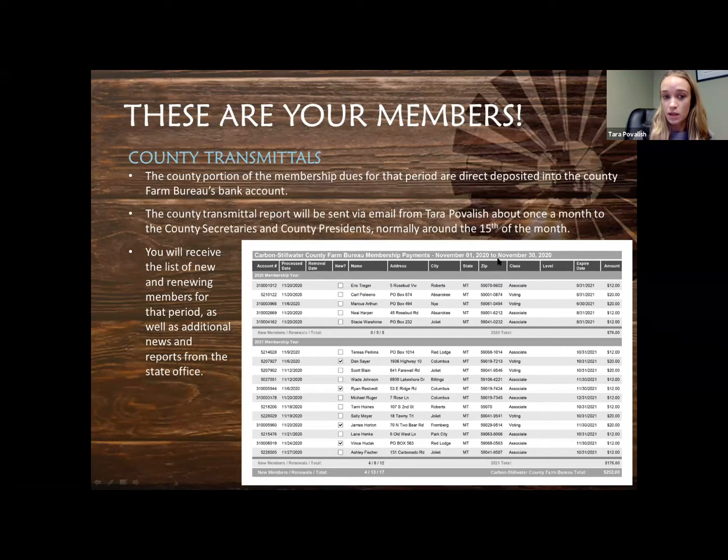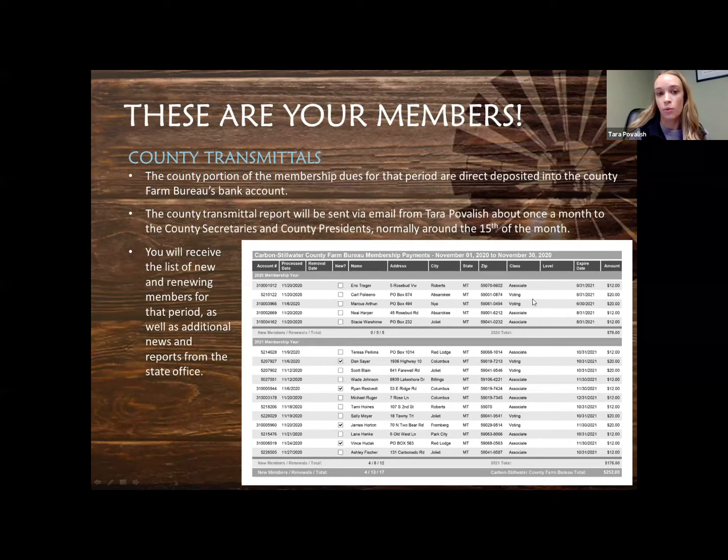So for this one, this would be for Carbon-Stillwater counties, November 1st to November 30th, those people who paid. And then back on the columns, you'll see there are little boxes, and if they're a new member, those boxes will be checked. So you can see right there, there's a couple of new members on that report. And then you obviously have all their information, the member name and address and phone number and whatnot. And then on the right-hand side, you'll see that it will break it down by class. So that'll be associate, voting, or student membership.